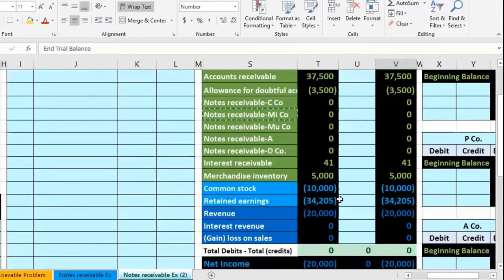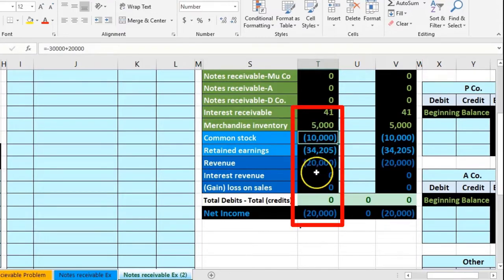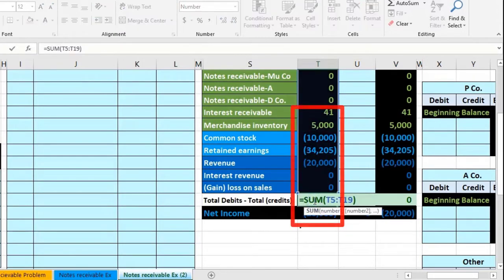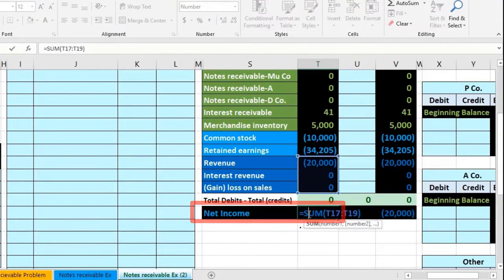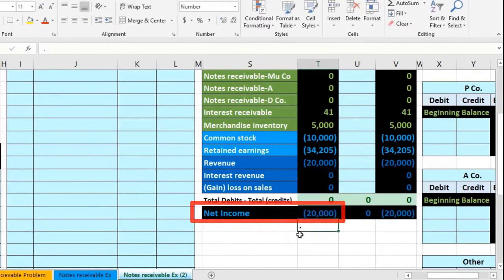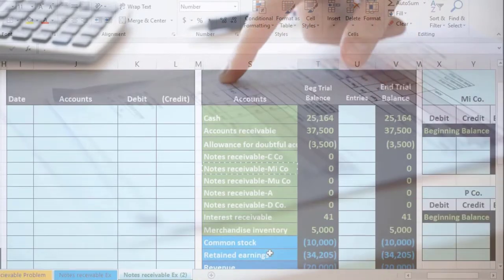The beginning trial balance is in balance, as we can see because debits are positive numbers and credits are negative numbers. If we sum them up, debits minus the credits is zero, meaning debits equal the credits. So this zero means we're in balance. Net income is going to be this $20,000 only. We're eliminating many accounts, just focusing in on what we need.